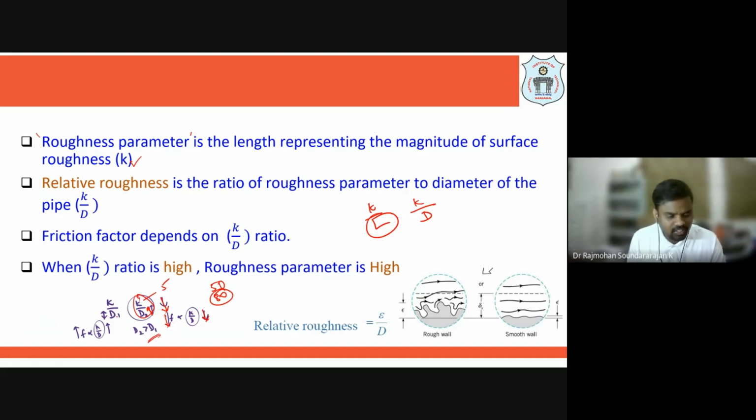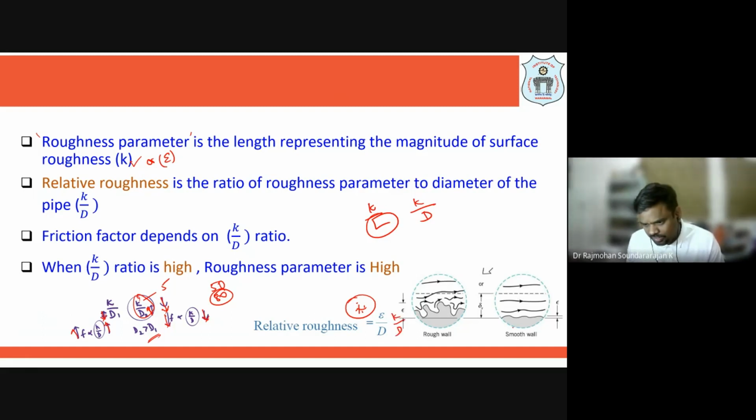Consider the other case where you have D1. When D1 is less, for the same K value, the K by D value will be increasing. So when K by D is increasing, obviously your F value will increase. Okay, so we should be thorough with this factor called the roughness parameter, relative roughness, which is the ratio of absolute roughness, K or epsilon. So you can say K by D or epsilon by D.